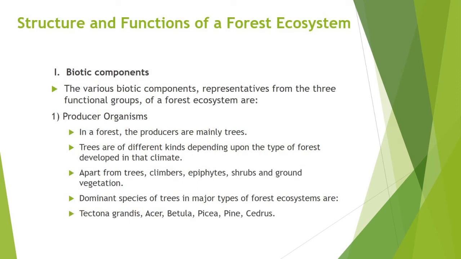Biotic components. The various biotic components, representatives from the three functional groups of a forest ecosystem, are producers, consumers, and decomposers. Producer organisms in a forest are mainly trees, and the trees are of different kinds depending upon the type of forest developed in that climate.